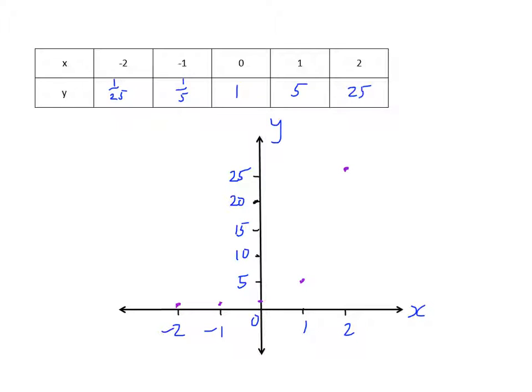So an exponential graph looks like this. It starts off quite flat, and then gets steeper and steeper. And we should label our y-intercept, which is 0, 1.